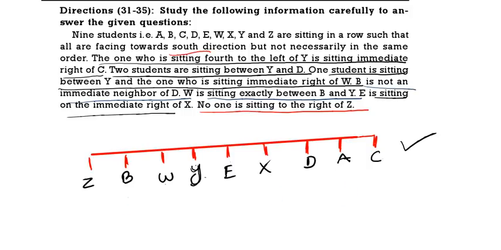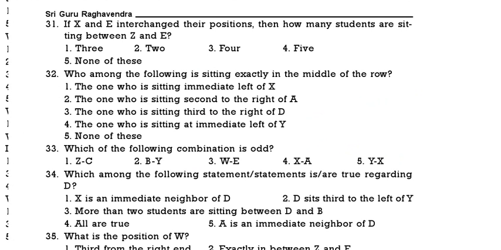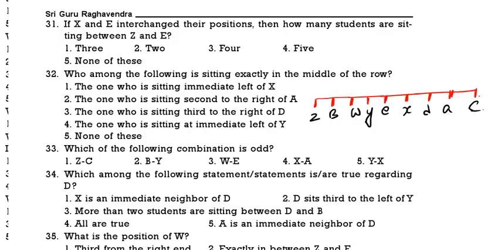Now you will go to the questions. See, this is the arrangement we got. Total 9 persons. The persons are Z, B, W, Y, E, X, D, A and C.